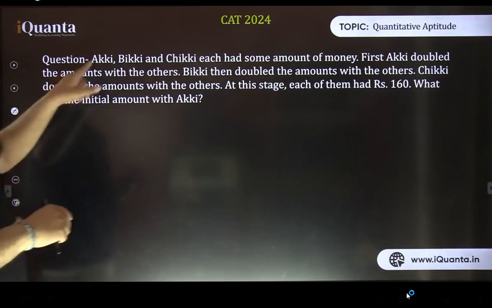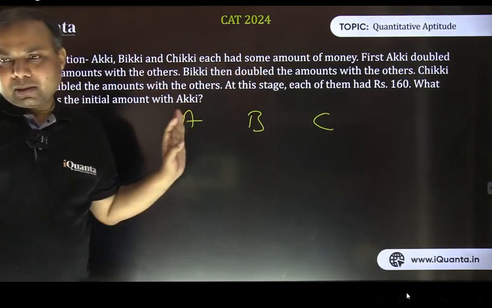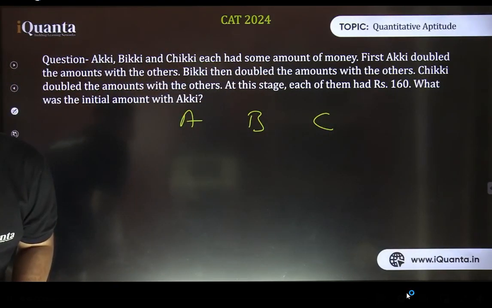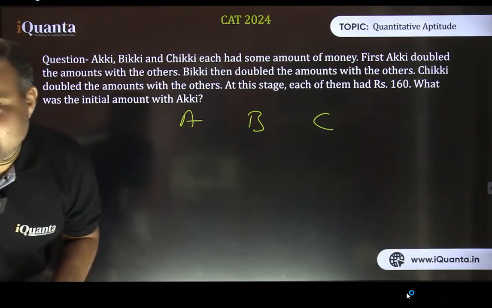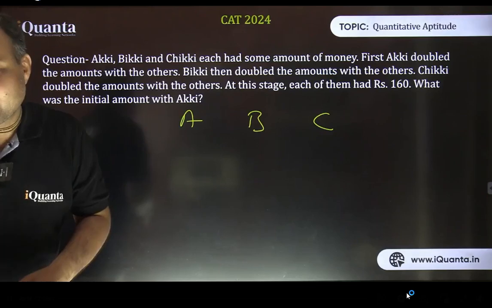There are 3 persons I can see, A, B and C, right? Let me write A, B and C. There are 3 persons and they had some amount initially. कितना था मालूम नहीं है. हाँ, exactly. Usher is suggesting a nice way. 160 से उल्टा जाना हो शायद. Yes, exactly. उल्टा ही जाना better रहेगा यहाँ पे. Okay, let's see now.